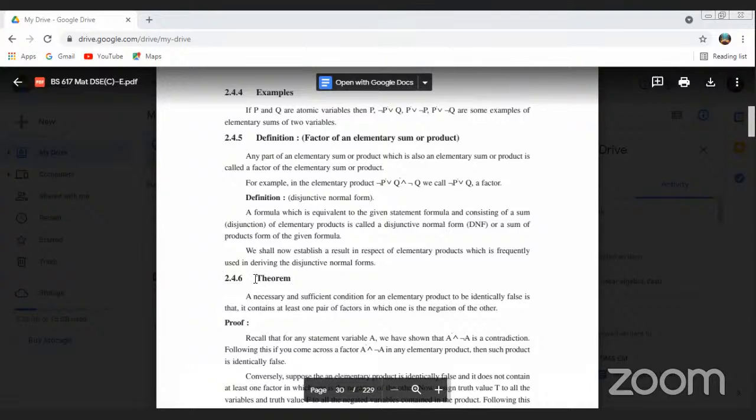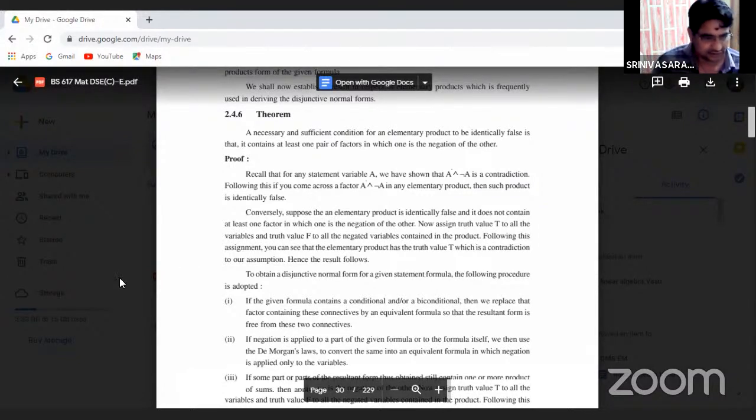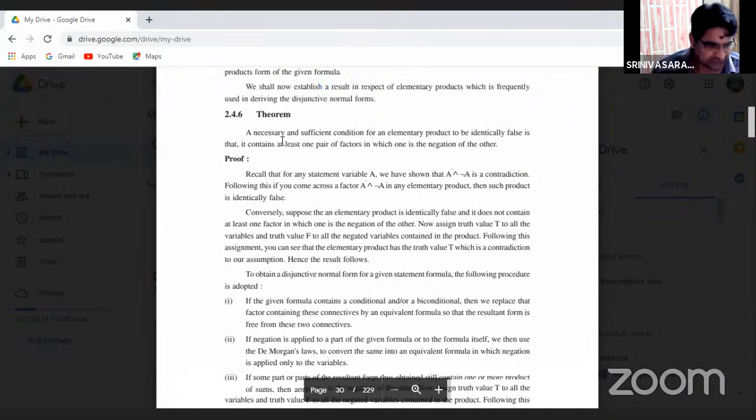Okay. Next one, you have to observe this theorem. A necessary and sufficient condition for an elementary product to be identically false. Now, this theorem completely depends upon the disjunctive normal form. According to the disjunctive normal form, the necessary and sufficient condition for an elementary product to be identically false is that it contains at least one pair of factors in which one is the negation of the other. That is the theorem statement.